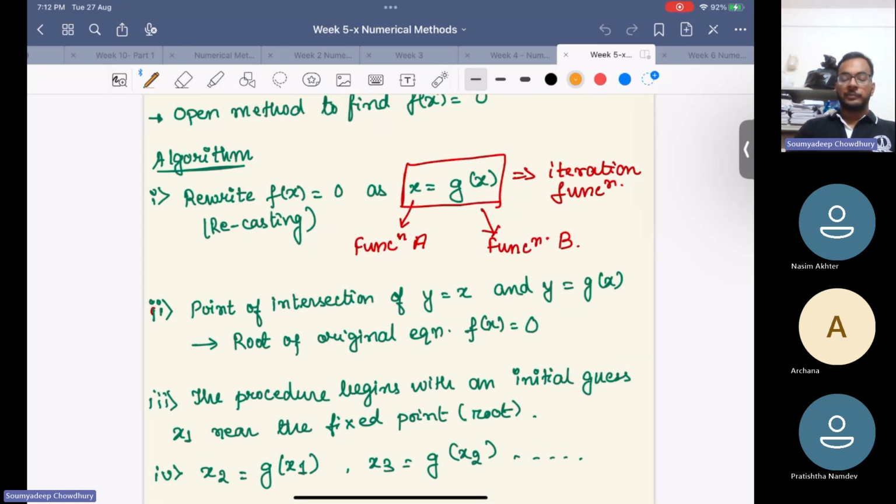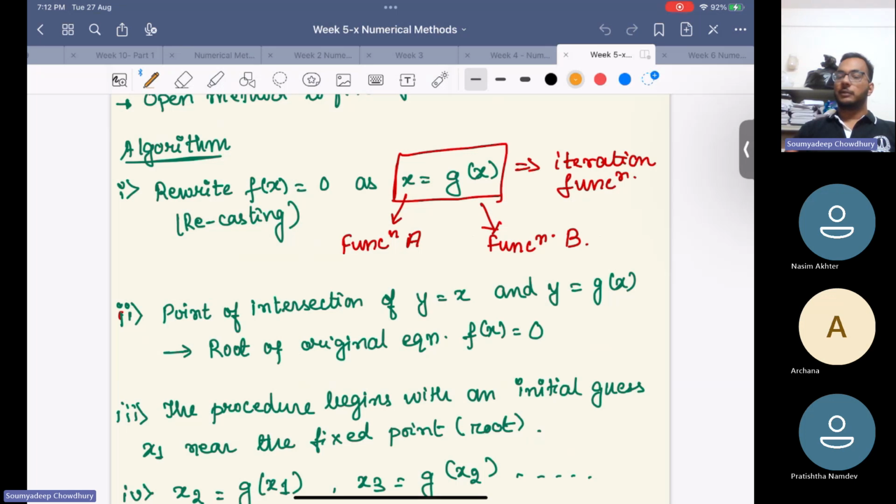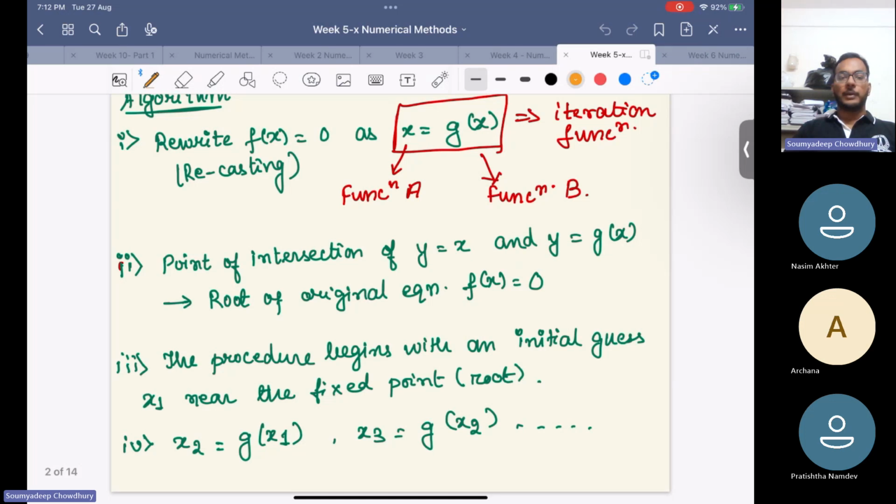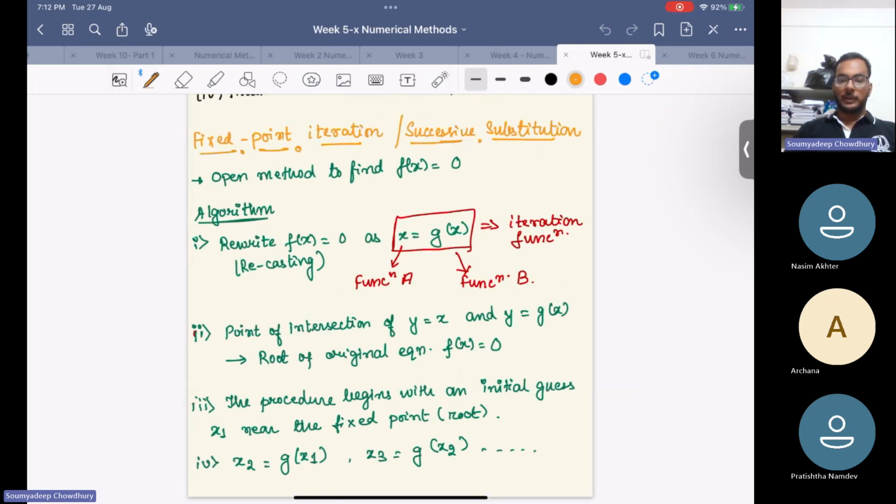So what we will do, we'll draw two curves, y equal to g of x and y equal to x. Y equal to x is a straight line passing through the origin with a slope of 45 degrees, with an angle of inclination of 45 degrees with the x-axis. If you draw these two graphs, the intersection point of these two curves will give you the roots of the original equation, right? And this is an open bracket method, or an open method.